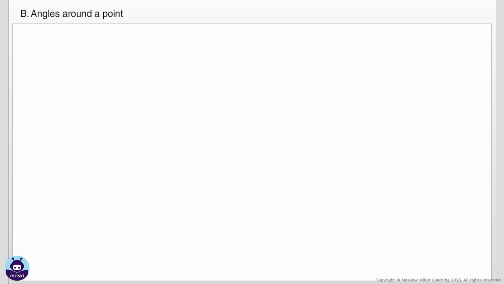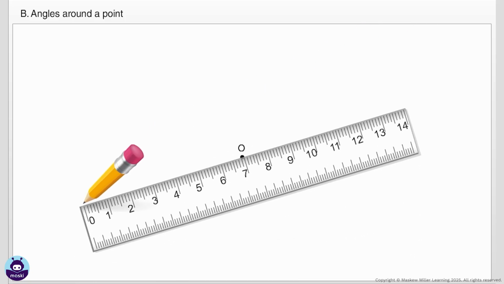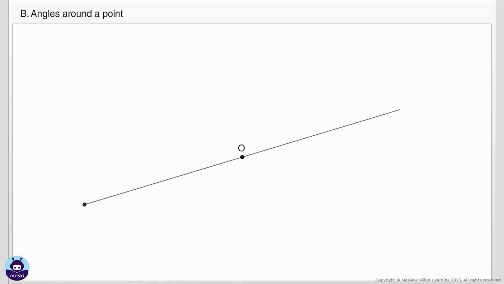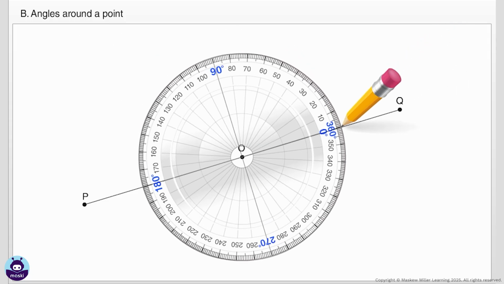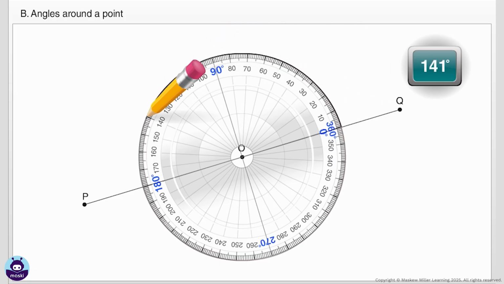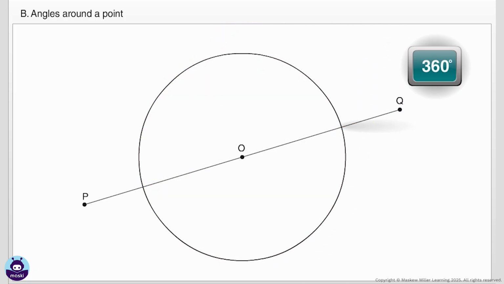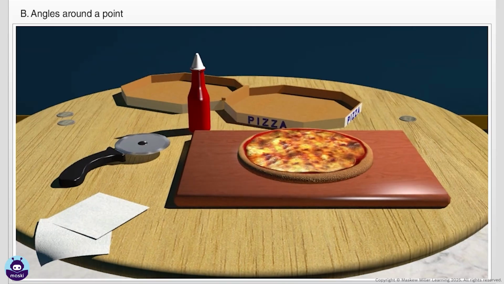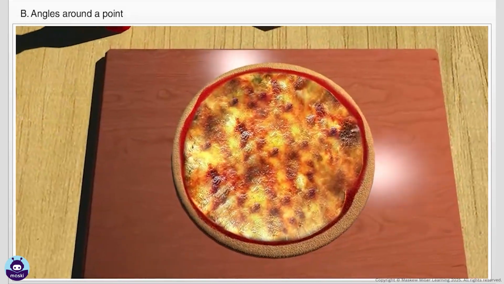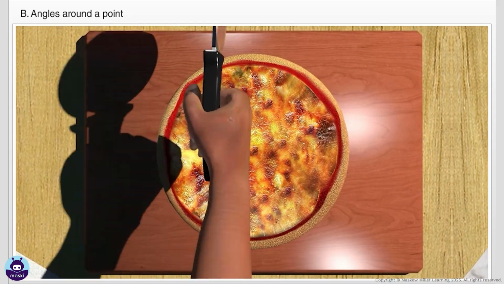Angles around a point. Let us mark a point O on a sheet of paper and draw a line segment PQ passing through O. Using a full-circle protractor, we can measure the angle at point O. We place the center point of the protractor over the vertex O and align the protractor with an arm of the angle. As we take a complete turn, we find that the angle around a point measures 360 degrees. This will hold true even when there are multiple angles formed around the point.